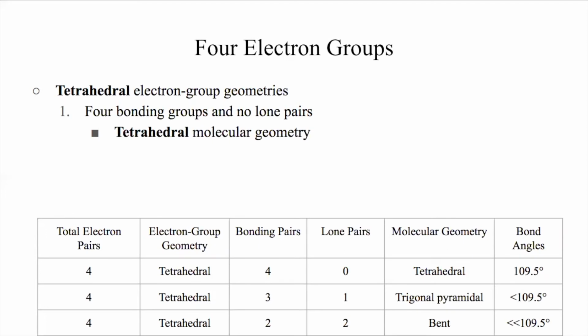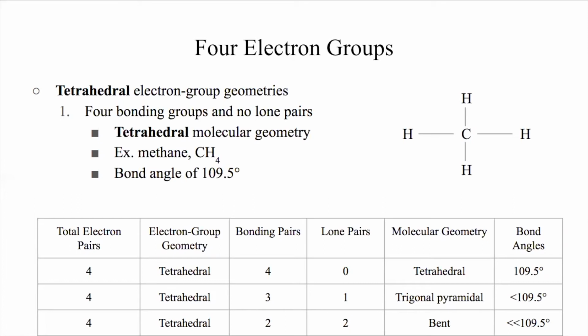An example of a molecule with this molecular geometry is our favorite methane, CH4. As you can see, every electron group is equally spaced out, with a bond angle of 109.5 degrees.